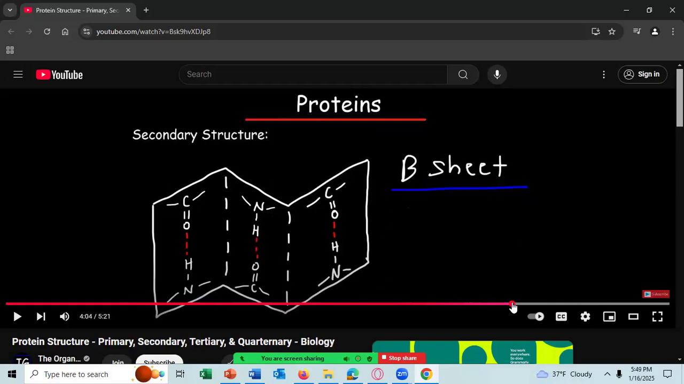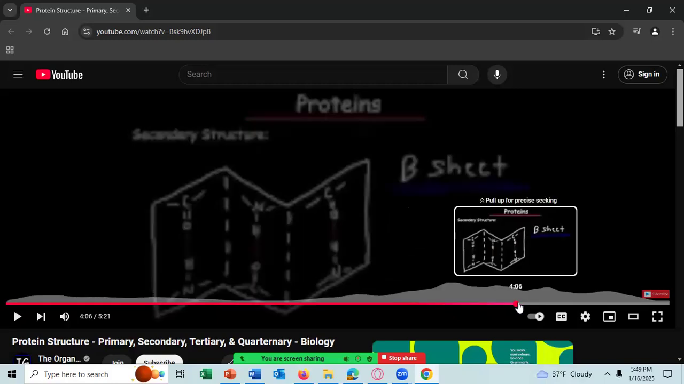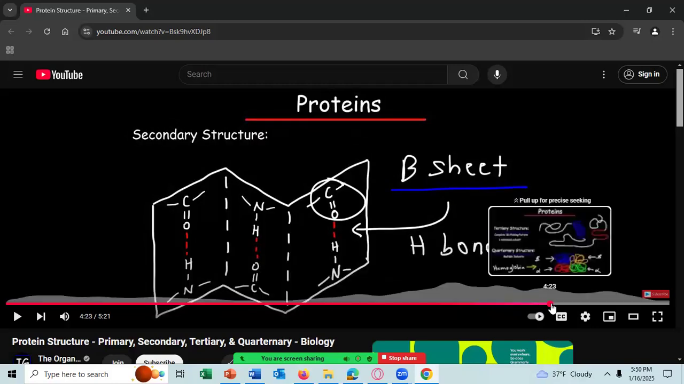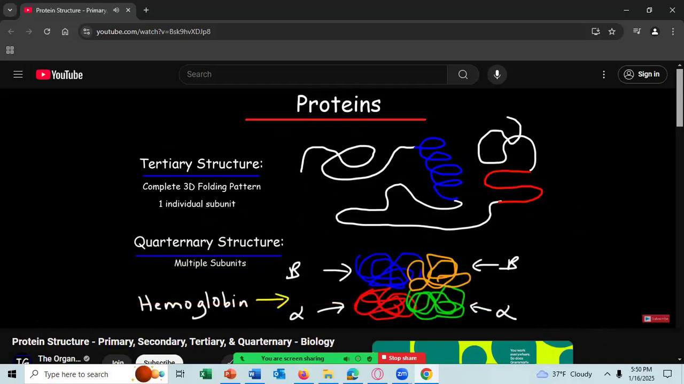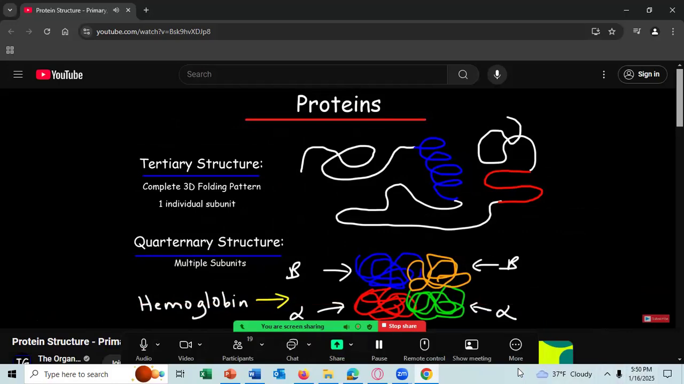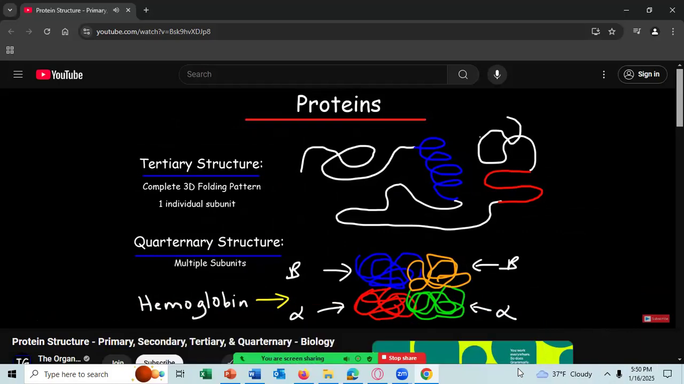All right, let's talk about the tertiary structure. Next up, we have the tertiary structure, which represents the three-dimensional complete folding pattern of the protein. And so here's a visual illustration of it. So we could see some areas is just a straight chain. Here we have an alpha helix, and here we have a beta pleated sheet.